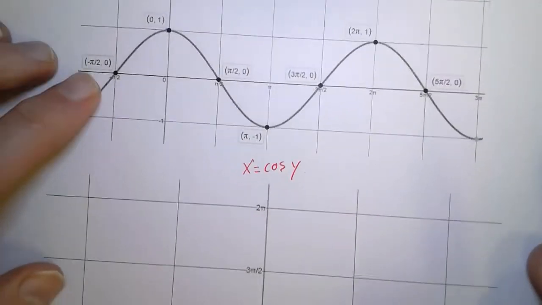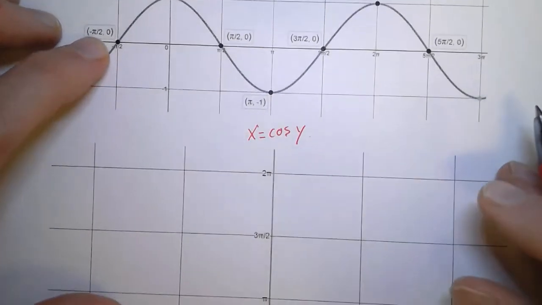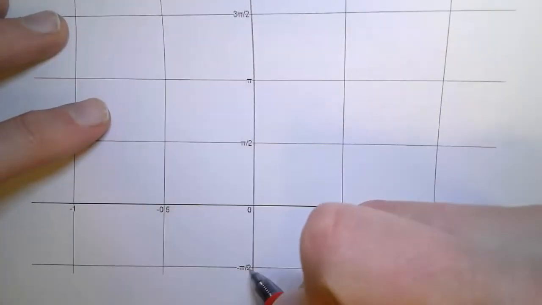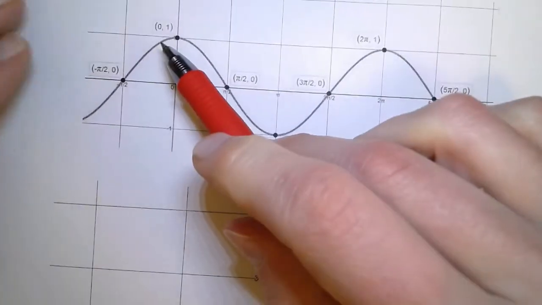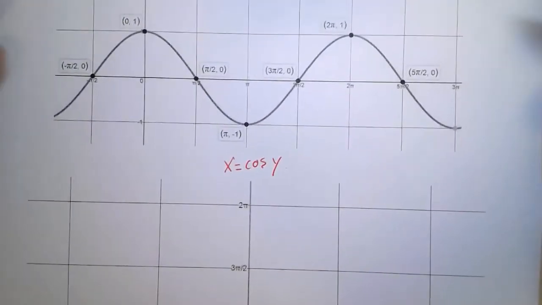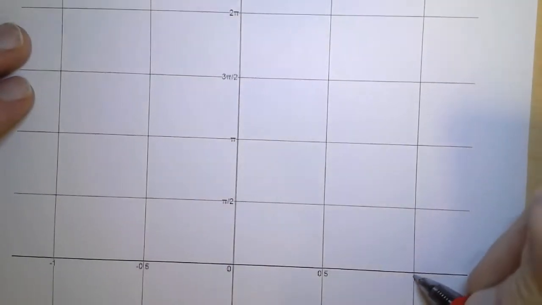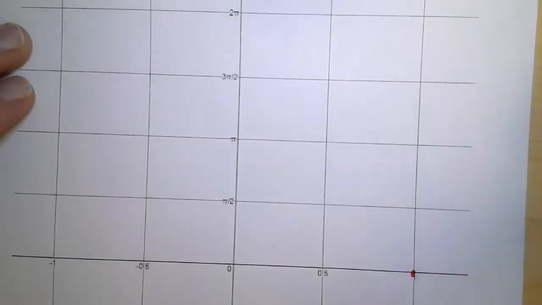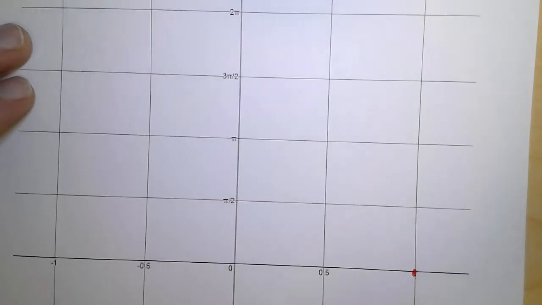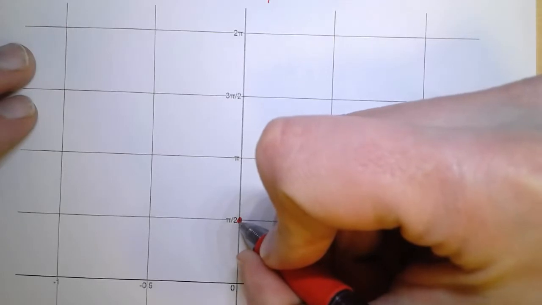So I'm going to take this first point, negative pi over 2, comma 0, and I'm going to graph 0, negative pi over 2 down here. So I graph that. Then my next point is 0, comma 1. So that's going to become 1, comma 0. So down here, I have 1, 0. The next point on cosine is pi over 2, comma 0. So that's going to be 0, comma pi over 2.